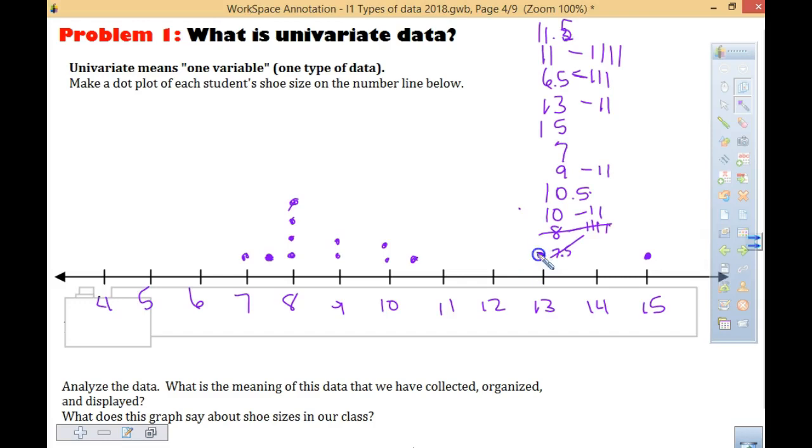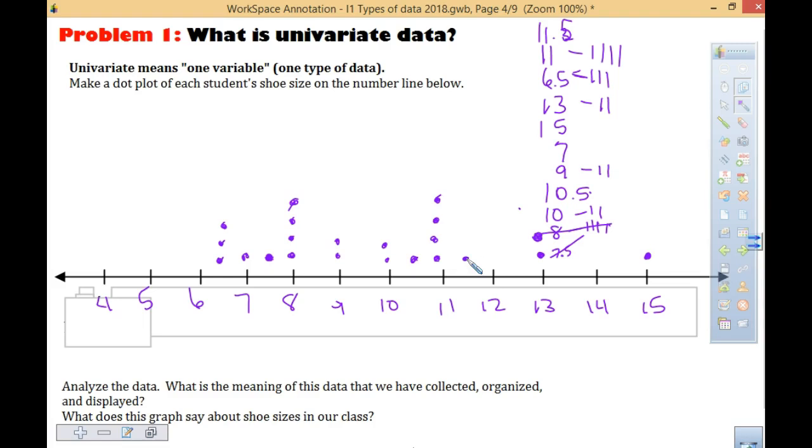So 13 was 2, and we had 6.5 at 3, and we had 11 with 4, and 11.5. So what's going to happen in your homework is I might give you a list of numbers like this, and I'll ask you to make a dot plot.